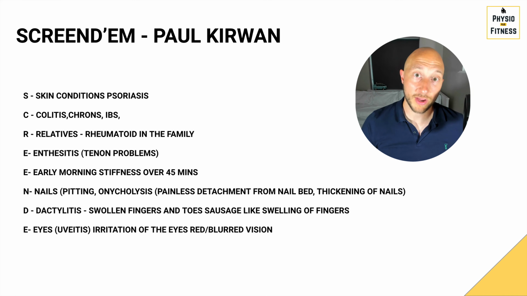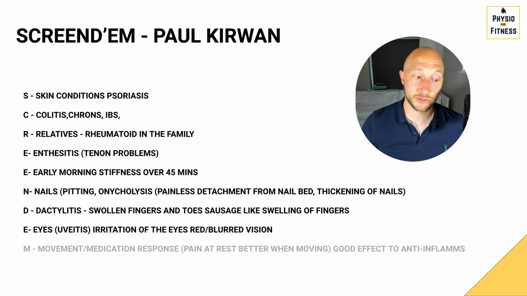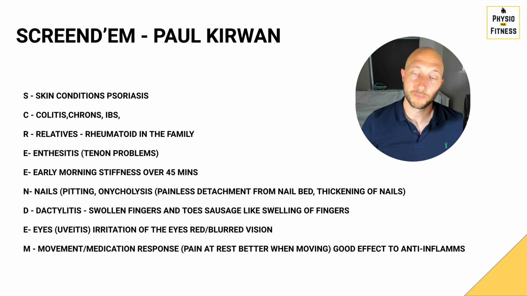Also want to think about the eyes, so uveitis, irritation of the eyes, asking about whether they've had any blurred vision, any redness in the eyes recently or in the past. And then we want to think about movement and medication response. With rheumatology conditions, you should have a positive response to anti-inflammatories and also to movement. So if someone has better symptoms when they're taking anti-inflammatories and when they're moving more and actually worse at rest, then again, this is something we want to think about.